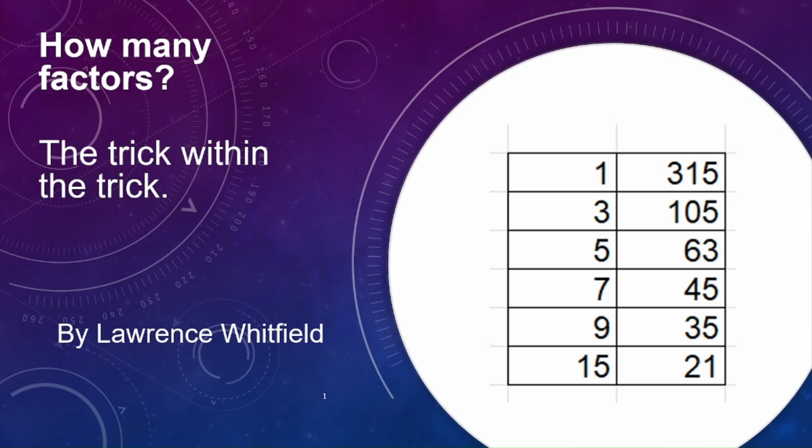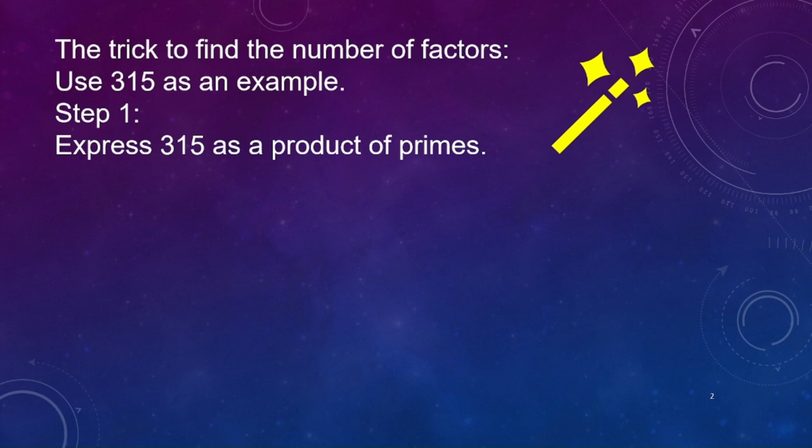Hello. Today we want to explain how to find out how many factors there are of any number, and then we want to explain it using a trick within a trick. The trick, which is readily available on the internet, goes something like this. Let's take 315 as an example.